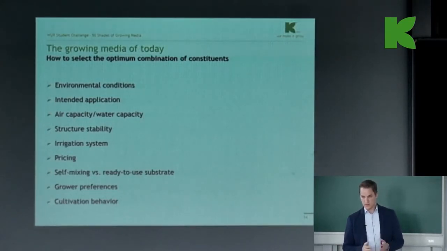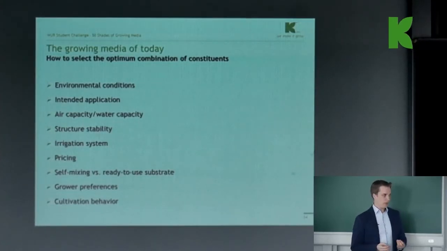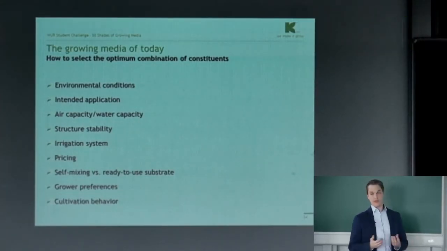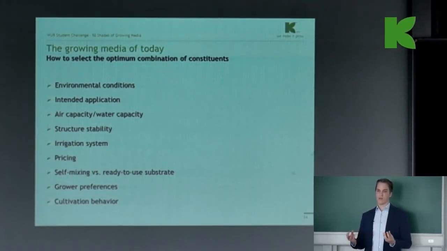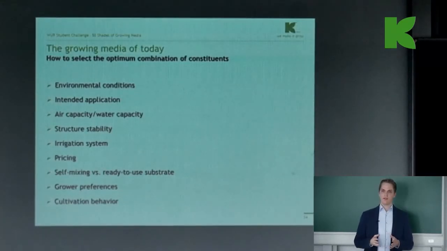What irrigation system is used by the customer? Ebb and flow, sprinklers, there are different opportunities to water plants, and that also has an effect on the growing media. Is a customer or a grower price sensitive? Yeah, in some segments you might know that. Cut flowers, for example, is a segment which is very sensitive for pricing.